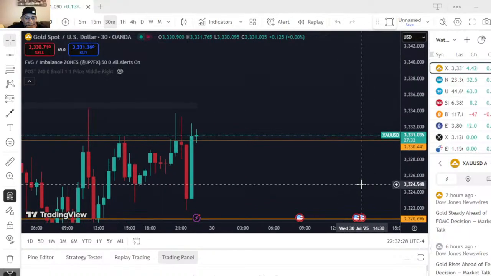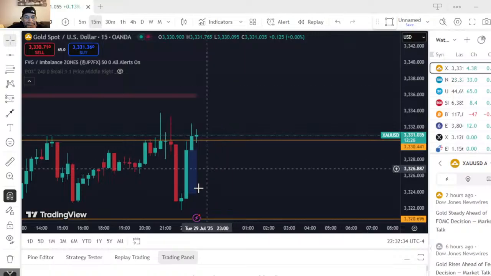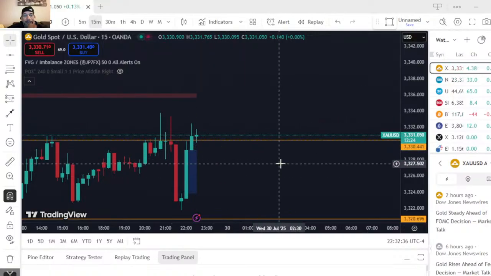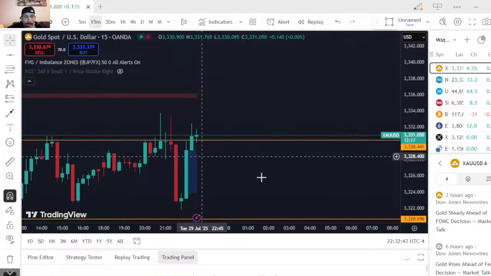All right. Yeah, 30-minute close above resistance as well. 15-minute bottom leg flipping up. I mean, I wanted this thing to come down and tap into this FEG though if I take a buy.